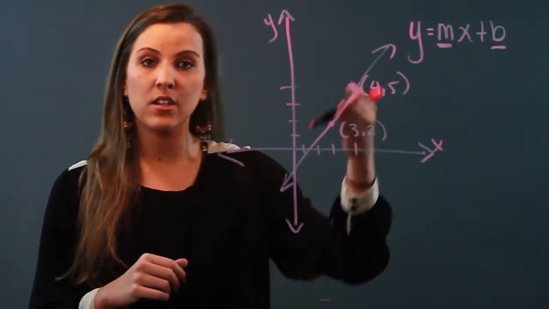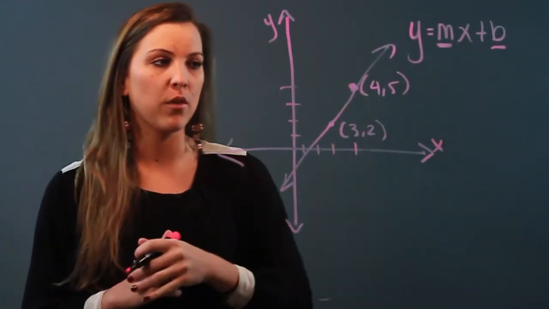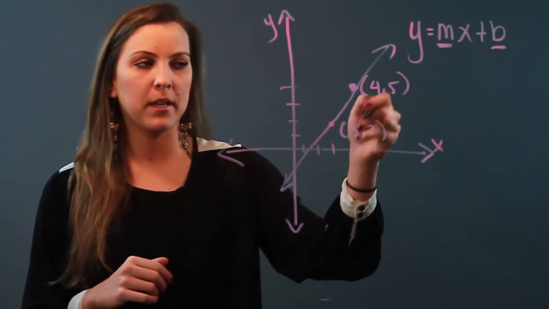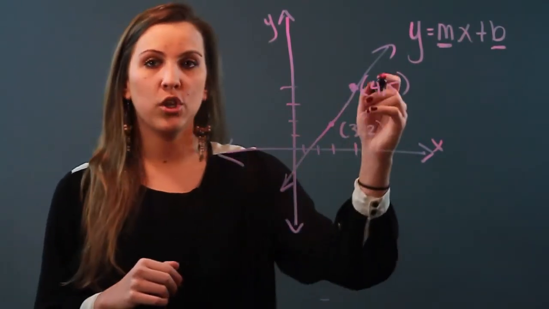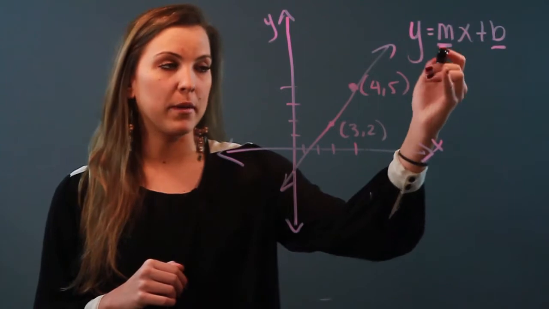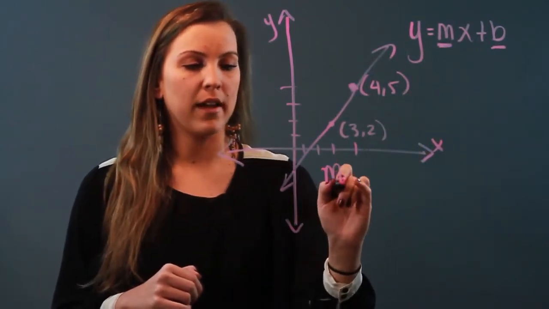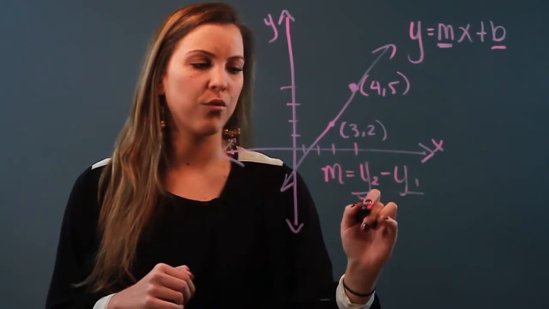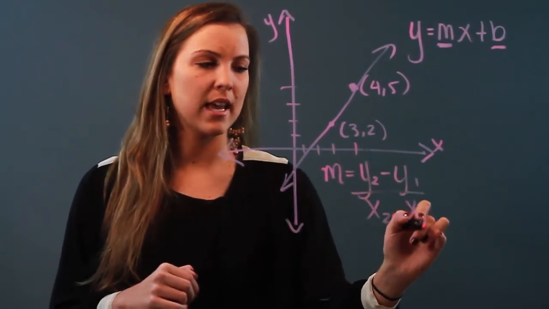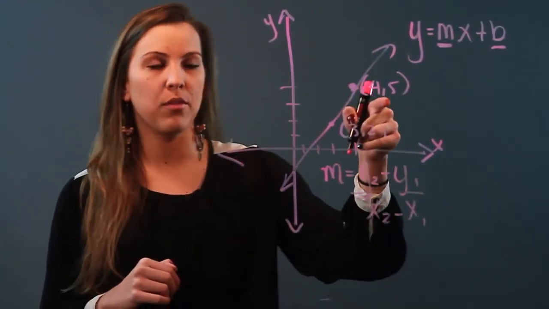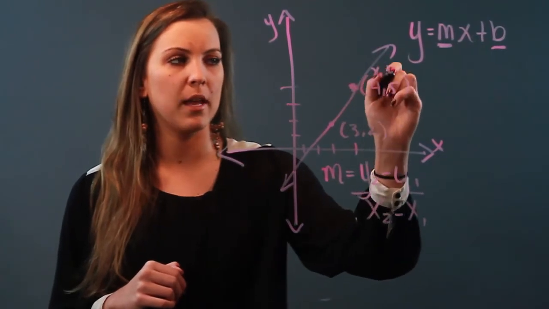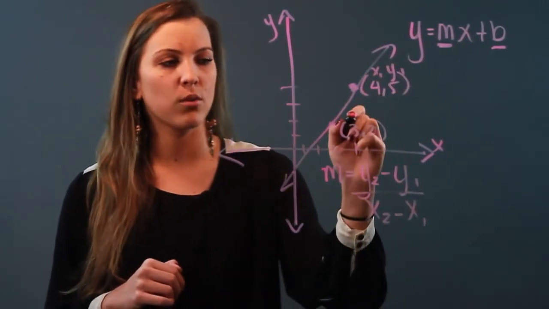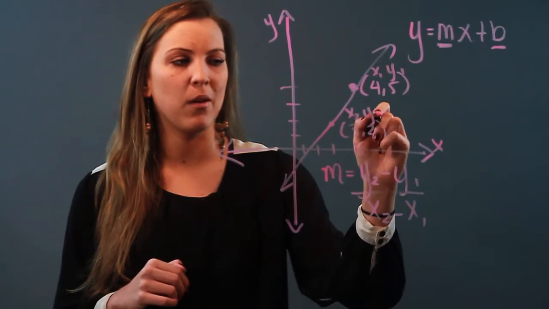So you're going to pick any 2 points from your line. You might be given way more than 2 of them. And I'm going to go ahead and pick these 2 that I drew right here. And I'm going to use them to find out what my slope is, what my m is. And to find out m, I'm going to use the formula (y2 - y1) / (x2 - x1). Okay, and I'm going to go ahead and label this ordered pair my x1 and my y1, and this ordered pair will be my x2 and my y2.